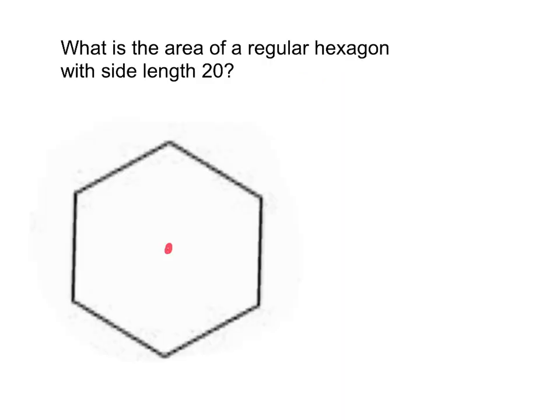This problem says, what's the area of a regular hexagon with a side length of 20? So marking it up, I'm going to put a dot in the center, and I'm going to break this into triangles. If I find the area of one triangle, then I'm going to multiply by 6 to get the full area. Okay, so the side length is 20.